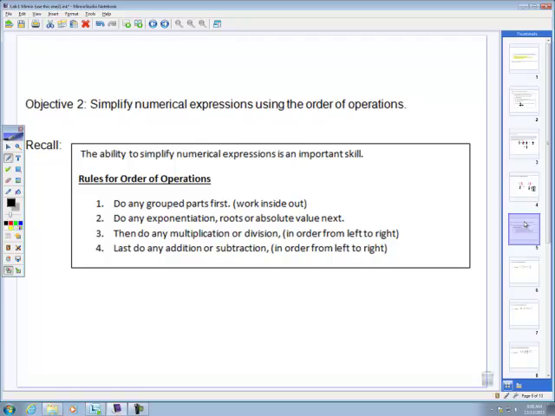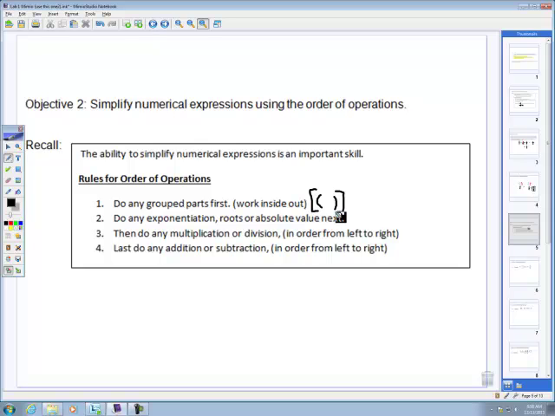First, before we do anything else in an order of operations problem, we're going to take care of any grouped parts first and work inside out. So if there are any sets of parentheses in your problem or any sets of brackets in your problem, then we want to take care of whatever is inside of those first and work your way out. So start with the most innermost and work your way out.